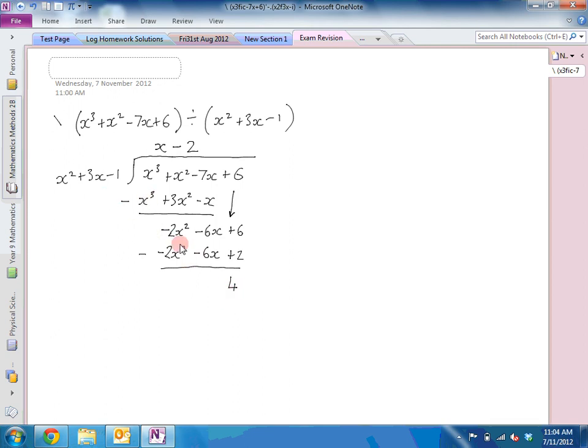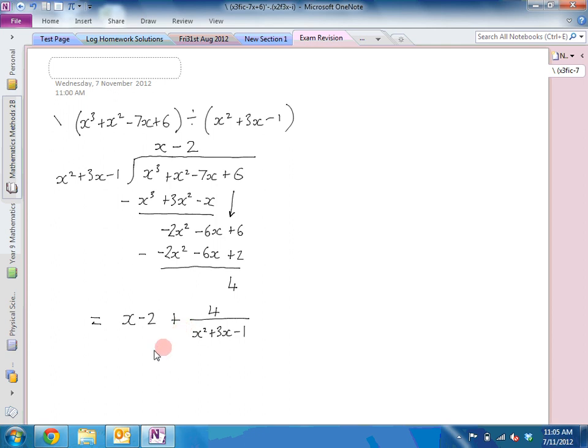4 divided by x squared does not go nicely, and so that's the point we end at. And so our answer to the entire thing is the result up here, x minus 2, and then we always put in a plus, and then we put in our remainder. It's 4 over x squared plus 3x minus 1. You always put a plus in here, because otherwise if you've got more stuff here with minuses and things like that, putting a minus out the front here can cause trouble if you forget to alter pluses and minuses.